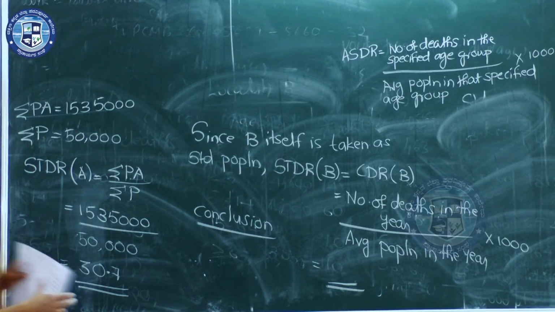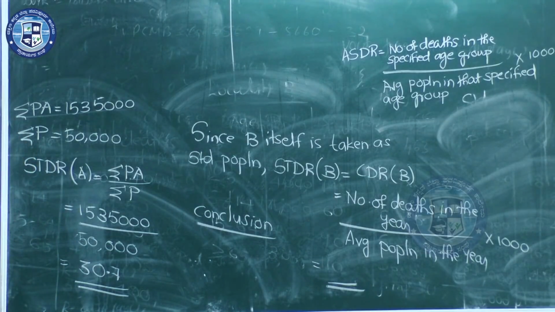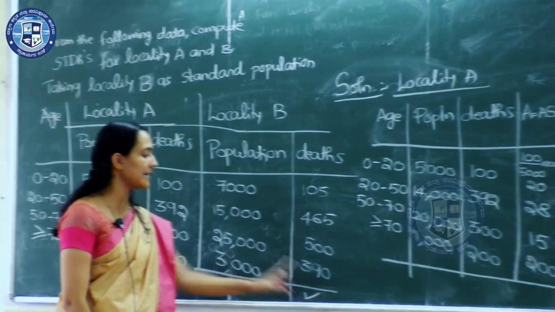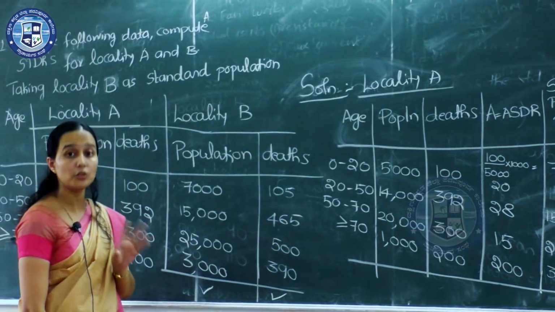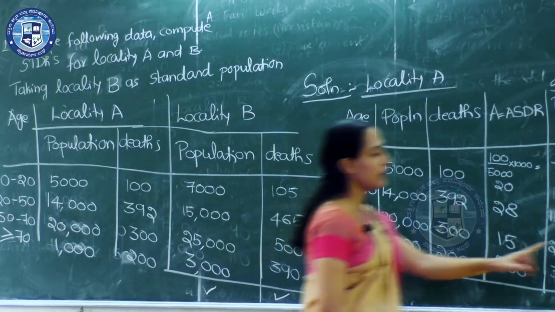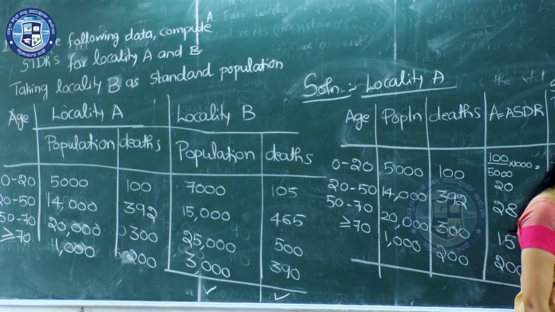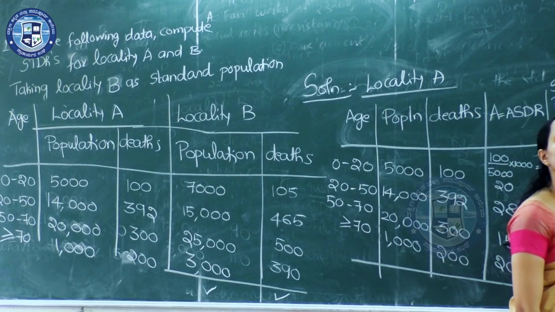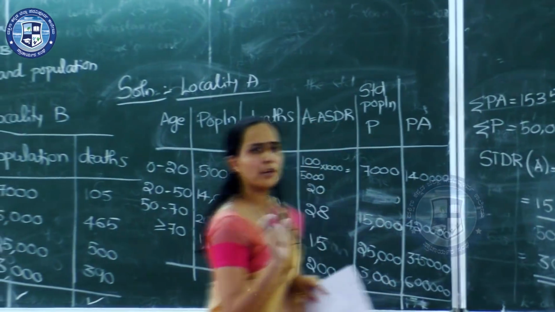This is the second type of problem. You have to do this yourself, compute this one, 105. Similarly, compute this one also. This total divided by this total into 1,000. You will get one answer there. So first is 30.7, and compute this one also. Which one is less? That we are considering as the more healthier population. Next, third type problem. Hope you understood.